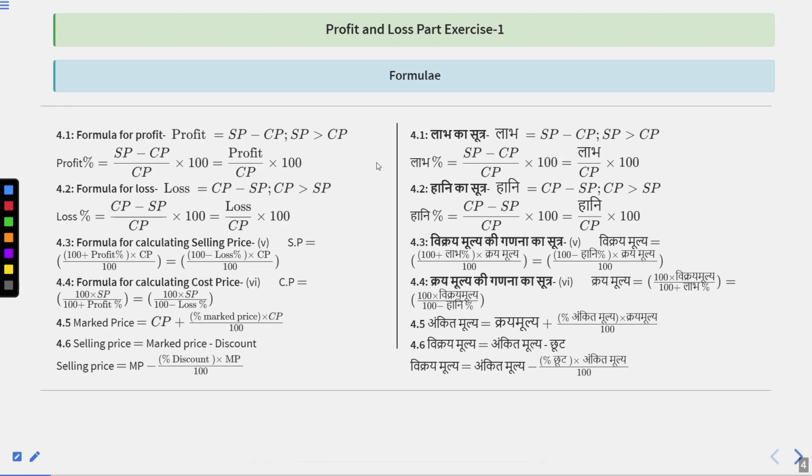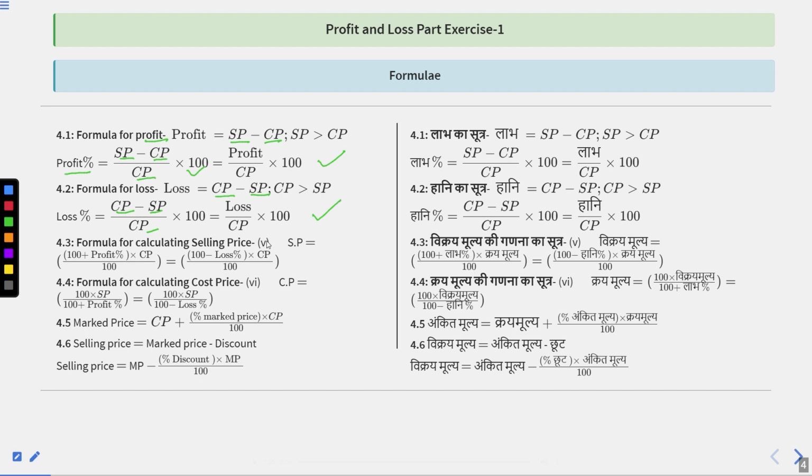Now we will see some formulas. What is profit? Profit is selling price minus cost price. Clear? What is profit percent? Profit percent is (selling price minus cost price) upon cost price, multiplied by 100, or we can say profit upon CP multiplied by 100. In the same way, what is the formula for loss? Loss happens when cost price is more than selling price. So CP minus SP is equal to loss. So what is the loss percent? (CP minus SP) upon CP multiplied by 100, or we can say loss upon CP multiplied by 100.